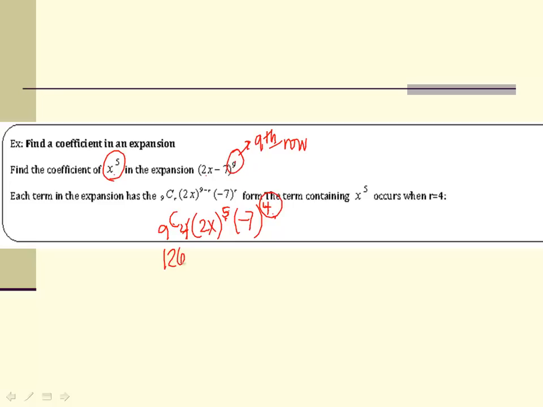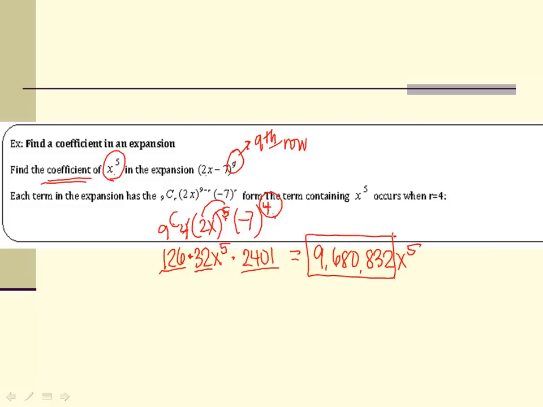You get 126. I take 2 to the 5th, then x to the 5th, and I get 32x to the 5th. And -7 to the 4th is a positive 2,401. So my term looks like this. When I multiply 2401 times 32 times 126, I get 9,680,832x to the 5th. Now they don't want the term, they want the coefficient, which means the number in front. Here is my coefficient.